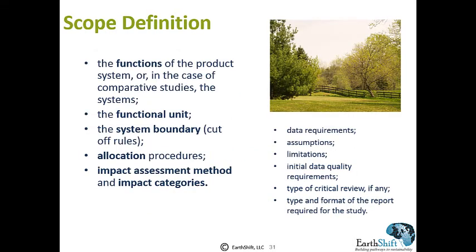The scope definition includes a lot of things. It is where you will document your study. I like to think of the scope as a working document that I will add to as I complete the study. The scope includes the function of the product system, the functional unit, the system boundaries, that is what's in your study and what's out, allocation procedures, impact assessment methods and impact categories used, assumptions, limitations, and more.